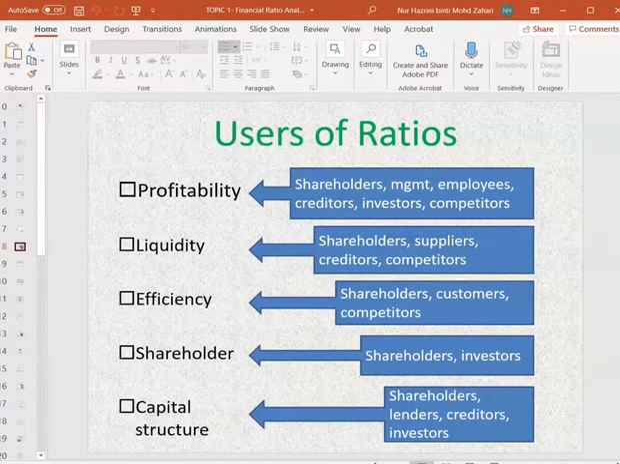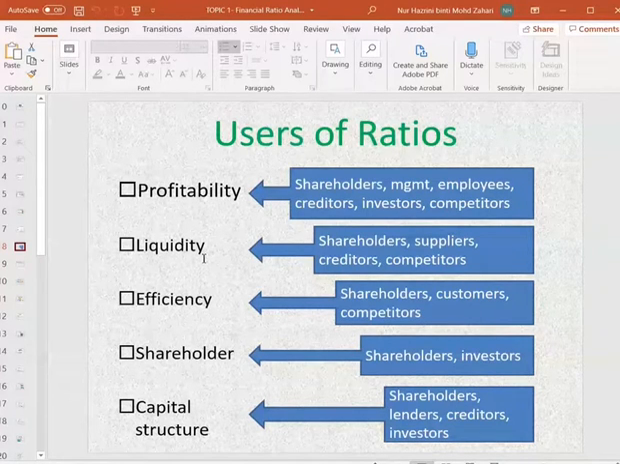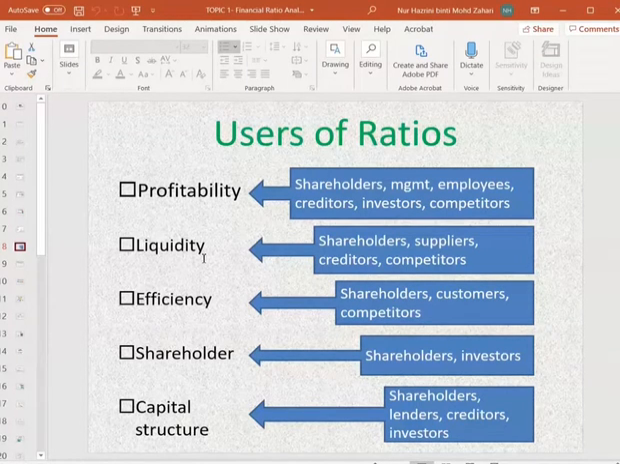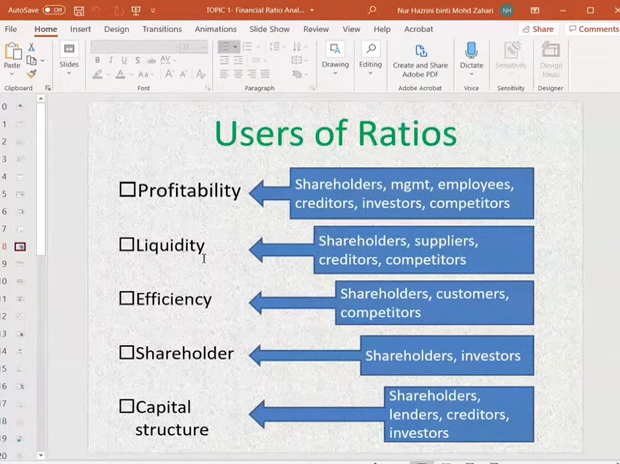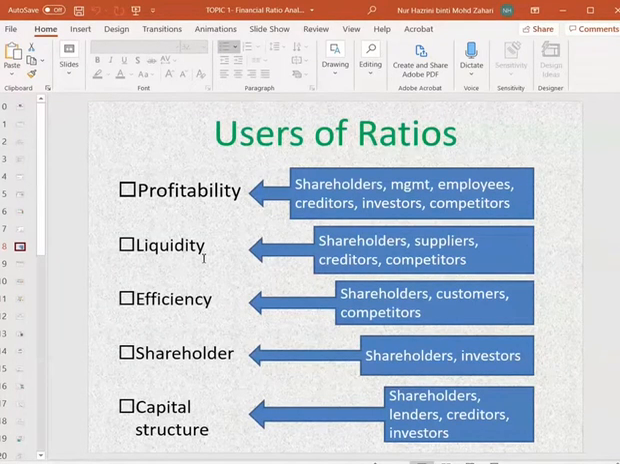For suppliers, they want to know about liquidity. Like I said, liquidity is about the ability of the company to pay back the short-term obligation. If I mention short-term obligation, I am talking about, for example, the things that you have under current liability. Of course, your creditors, mostly those that you purchase goods from on credit.